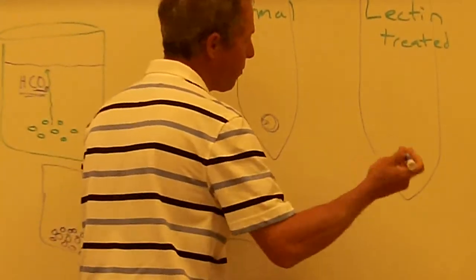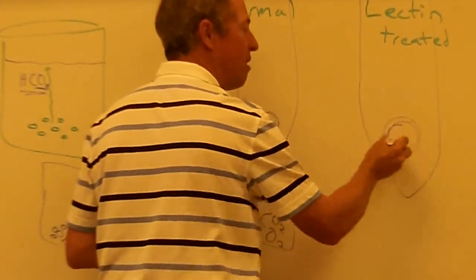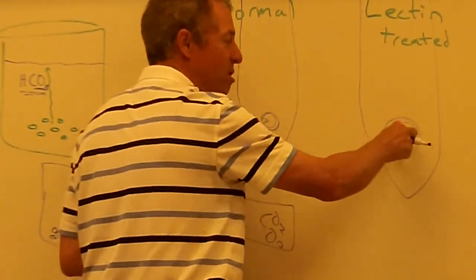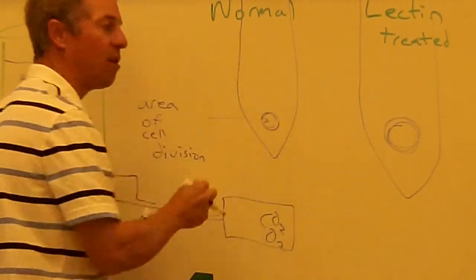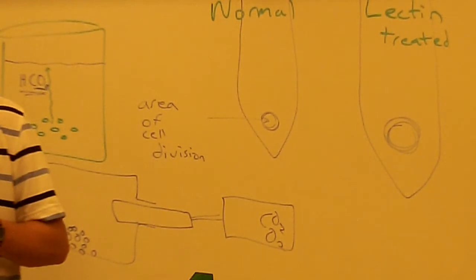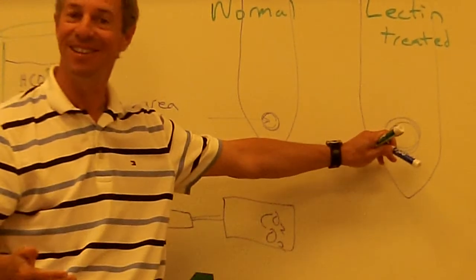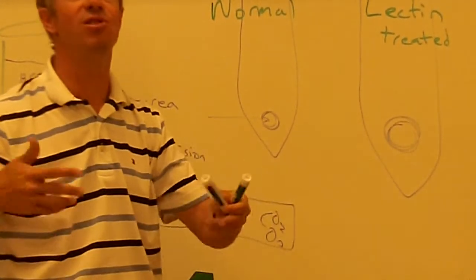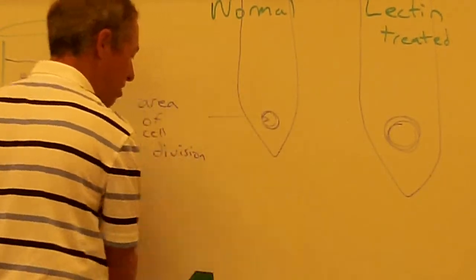Anyway, the point is, in the lectin-treated onion root, where the cells are dividing a lot faster, what do you think you would see under the microscope? What would be the difference in the way this looked to that? There would be more cells undergoing mitosis in the lectin-treated slide. And what it has you do in that experiment is you count the number of cells and you make a little table.